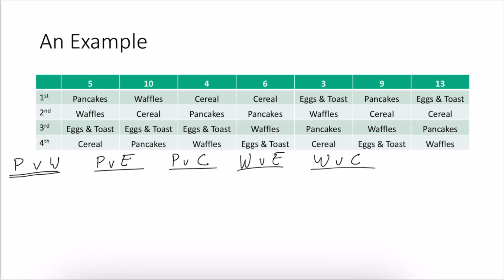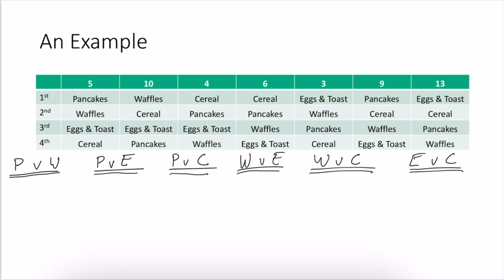For my next one, eggs and toast could be paired with pancakes, which I've already written. It could be paired with waffles, which I've also already written. Or I could have eggs and toast versus cereal. And for the last option, cereal could be paired with pancakes, or waffles, or eggs and toast, and I've already listed all of those pairs. So I have 6 total pairs that I need to check. I'm going to go through and calculate the winner of each pair individually to find the overall winner.